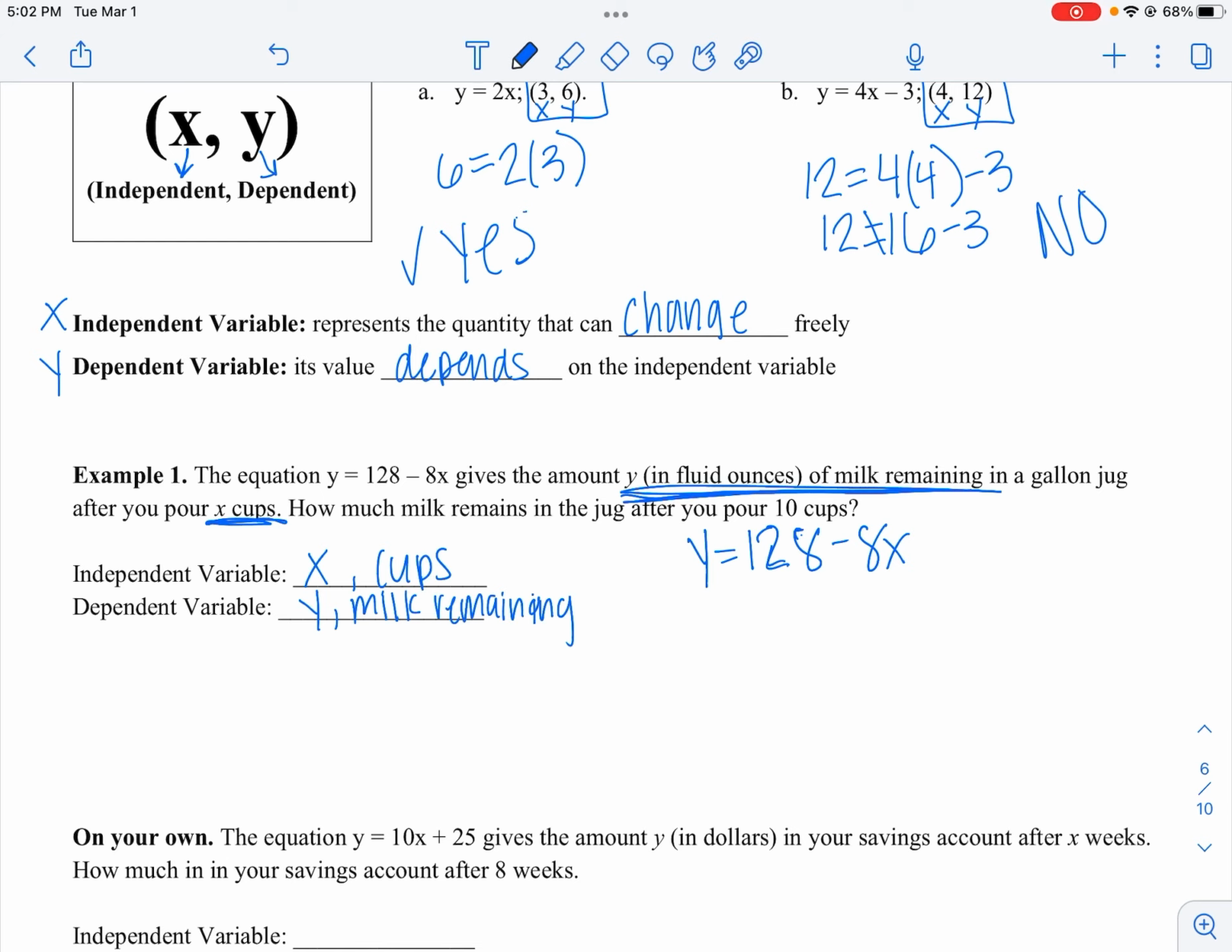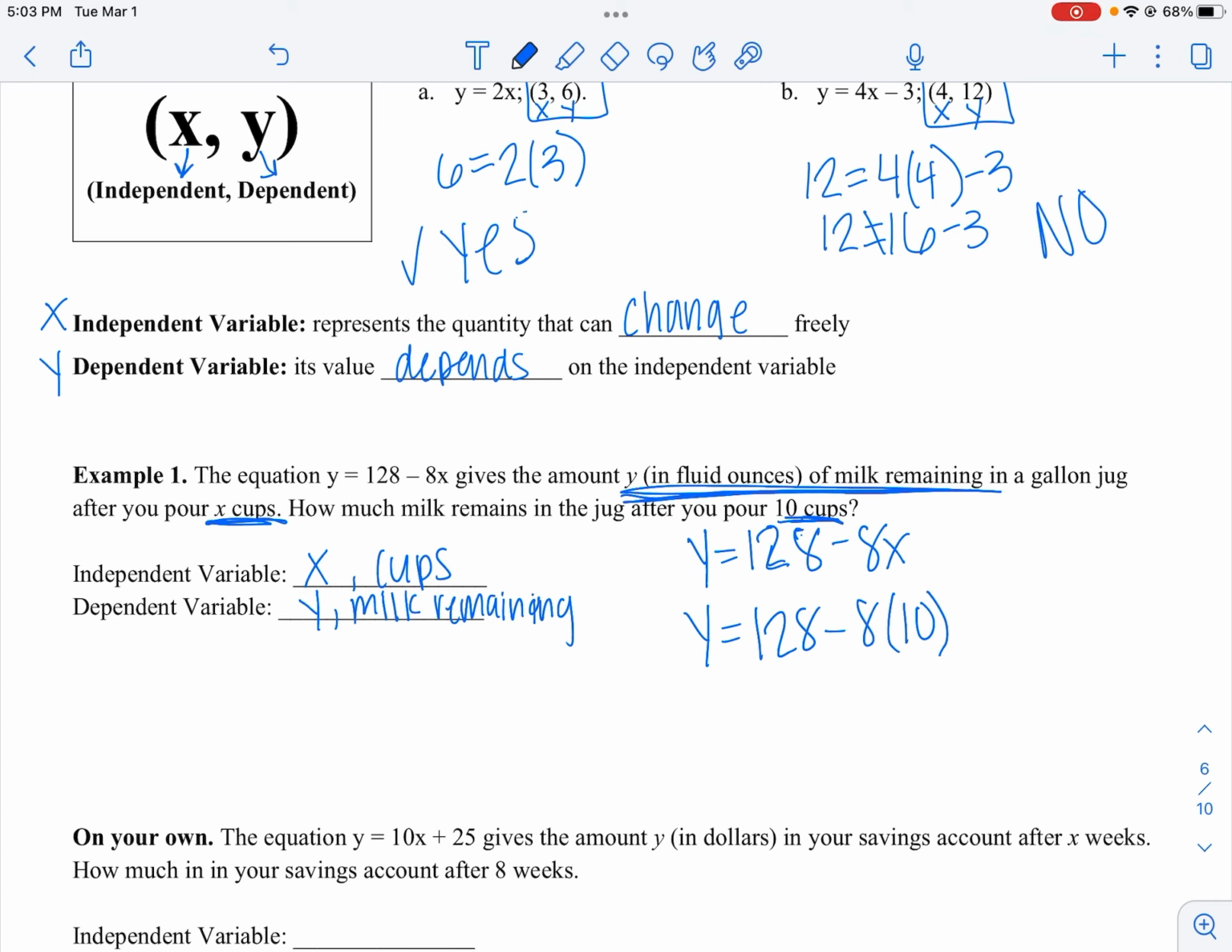So we have to figure out 10 cups. We need that information. Is 10 going to be our x or our y? It's going to be our x, because our independent variable is cups, and it's 10 cups. So we're going to plug 10 in for x. So y equals 128 minus 8 times 10. We're plugging in 10 for x. Then we just solve it.